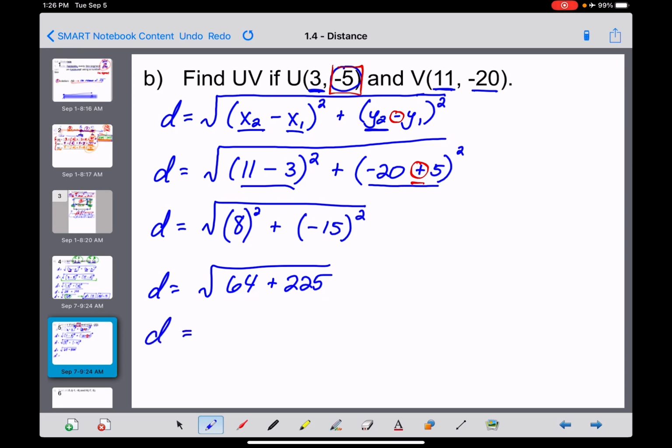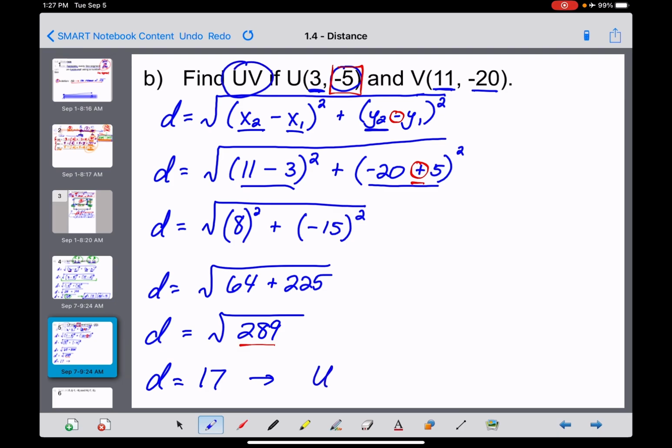Almost done here, guys. Add up the 64 and the 225, and you're going to get 289, and you might not have recognized this one, but when you go ahead and put that in your calculator, you're going to like the answer. 289 is also a perfect square, and the square root of 289 is 17. And that is, I almost did it again. That's the answer right there. D is 17. So again, the directions said find the measure of UV.